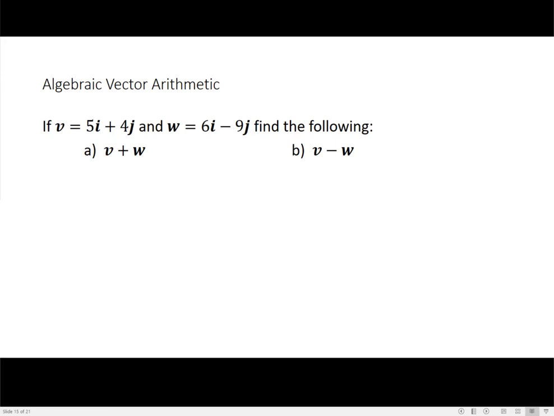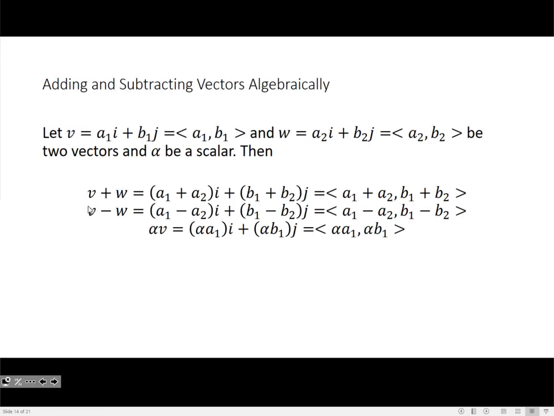So A, we're going to find v plus w. Okay, so on the previous slide here, we have the definitions for vector arithmetic. So now that we have our position vectors, we can do this algebraically, component-wise. So to add two vectors, v plus w together, I'm going to add the i components together, so a1 plus a2 of each vector, and the j components of each vector together, so b1 plus b2. So I'm adding what I call component-wise.